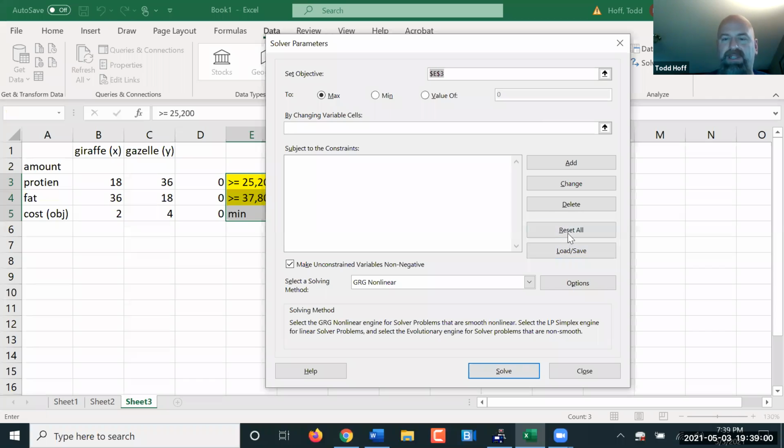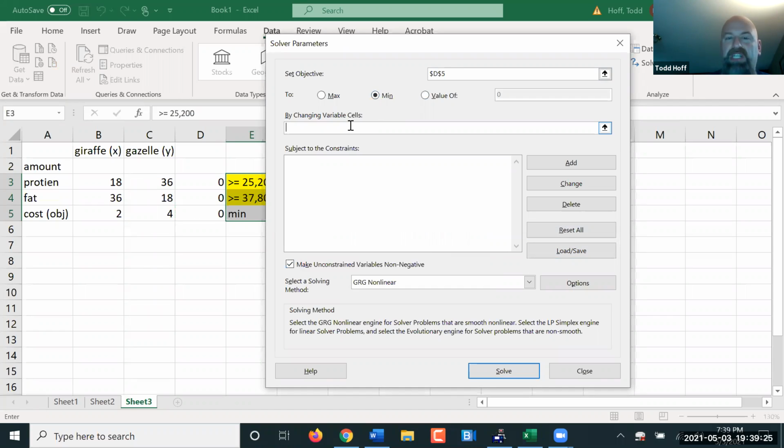I'm going to reset everything here, clear everything out. That clears everything. And I'm going to work top to bottom here. This first is set the objective. So I'm going to click there. It's asking me what cell contains the objective function. Well, the objective function was the cost. That's this cell right here. So I click on it and notice it puts D5 in there. And we wanted to minimize that cost. So I'm going to click min here.